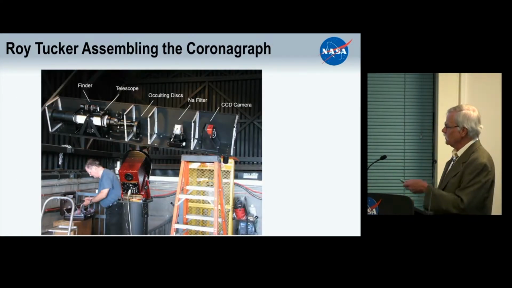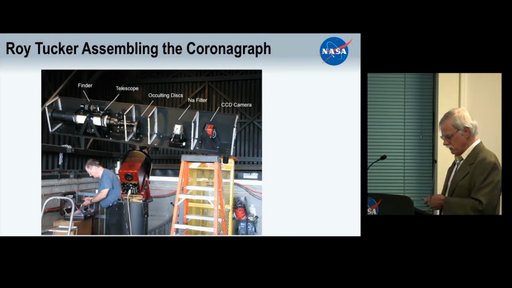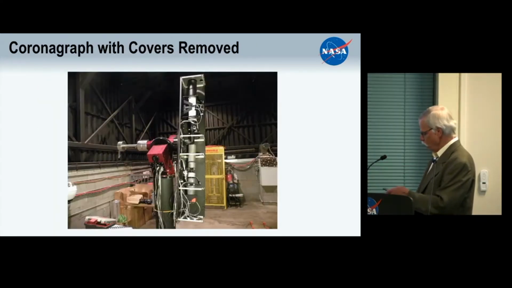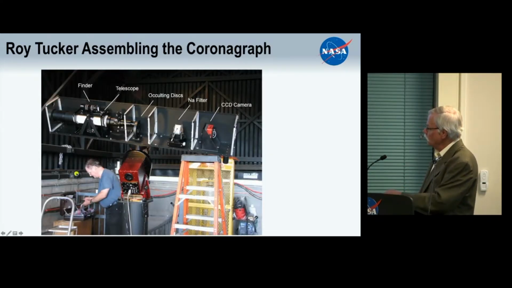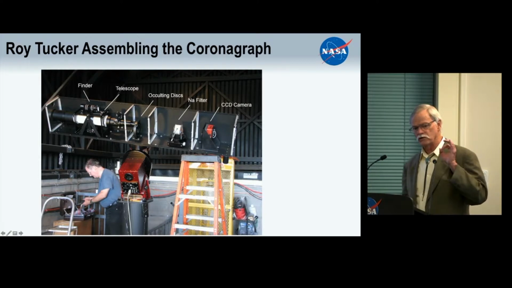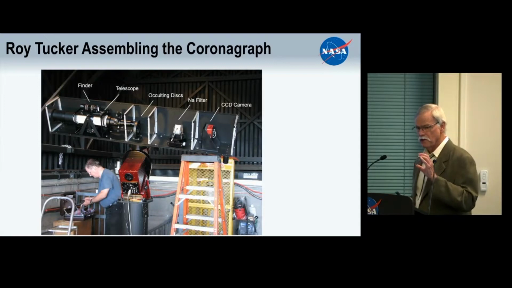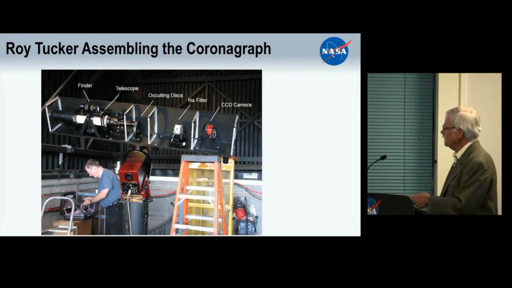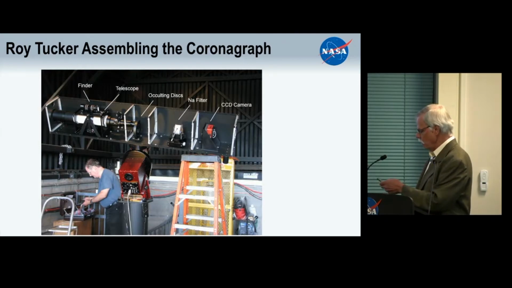This is Roy Tucker, one of our co-investigators, and this shows him with a partially assembled coronagraph. I won't go into a lot of detail about this, but this is simply the main telescope, a finder. The occulting discs are kept here. There are 6 of them because, of course, the moon is not always a constant size. As you go through the year, the apparent diameter of the moon changes, so you can't just use one occulting disc. It's re-imaged. There's a sodium filter.